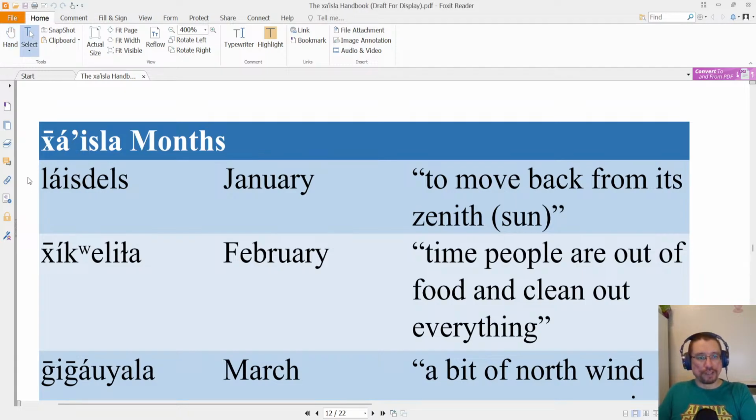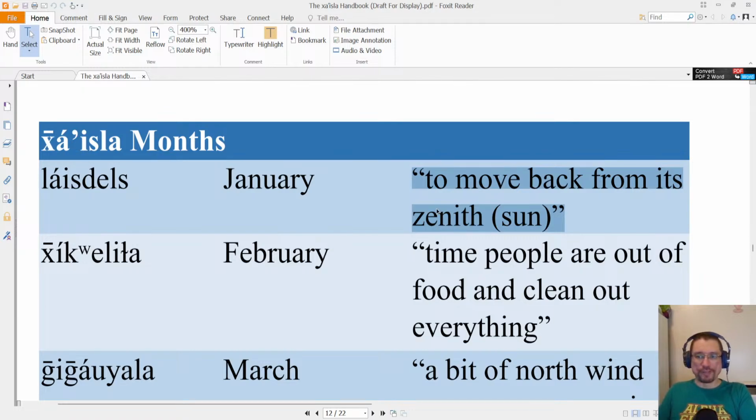Starting at the beginning of the year, we have lestals. You notice I'm saying le, not lay. I mentioned before in a previous video that A and I always say eh. They never say a. So this is lestals, and this is the xa'isla word for the month that is known as January. The literal meaning behind this is to move back from its zenith.